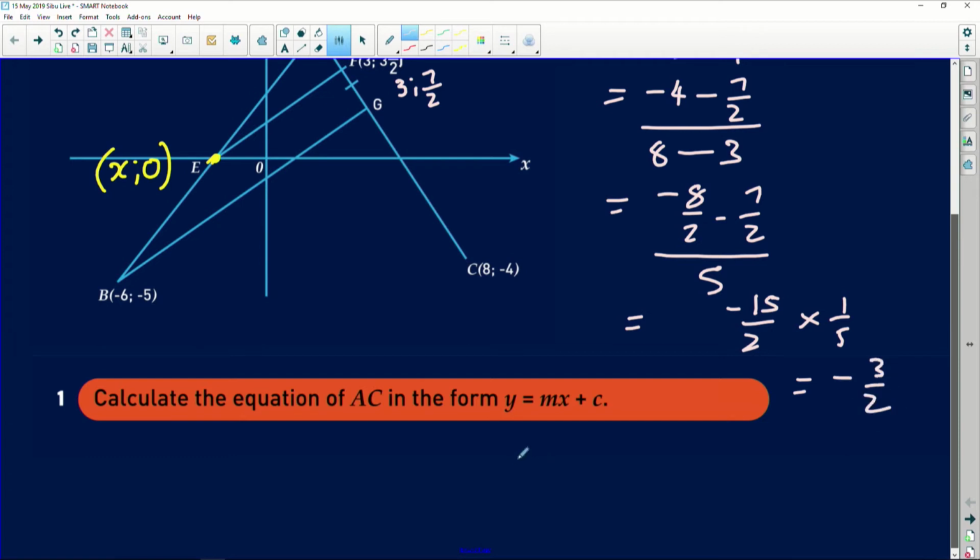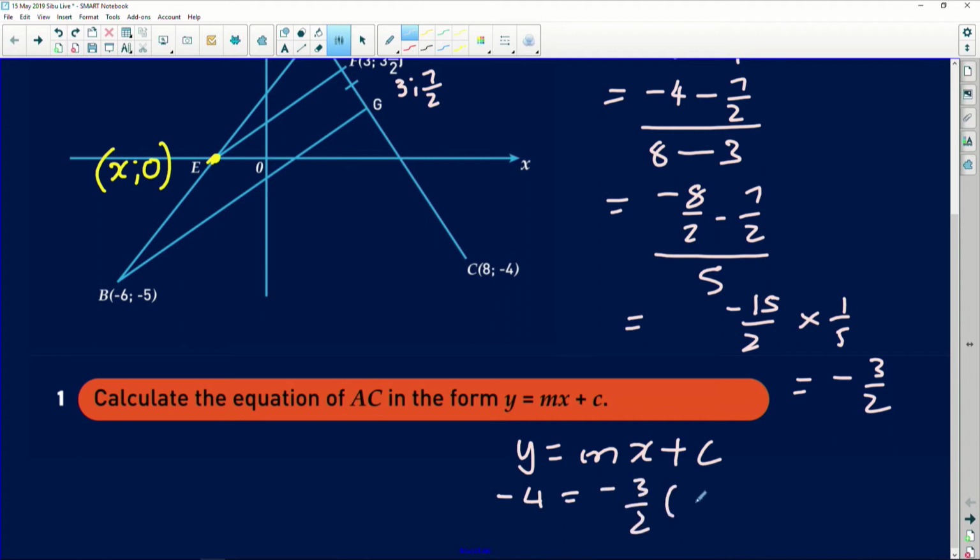Now with the gradient, I can continue and say, since y is mx plus c, the point we can use is either F or C. I'm going to take the point C. The y value is minus 4, the gradient is negative 3 over 2, and the x value that we're given here is 8, plus c.